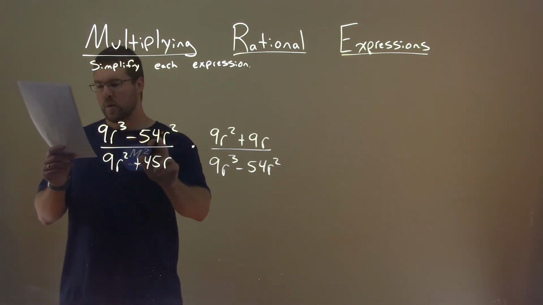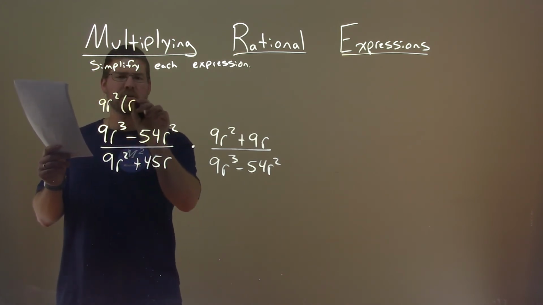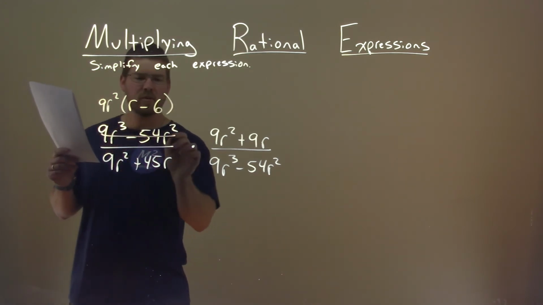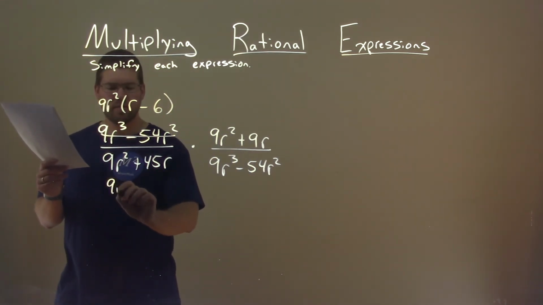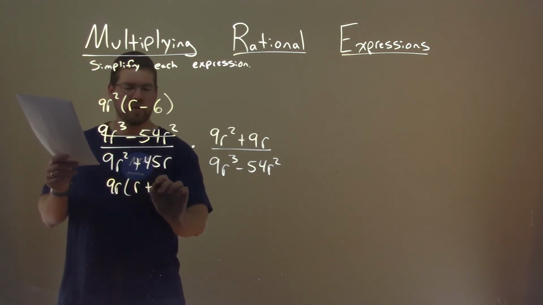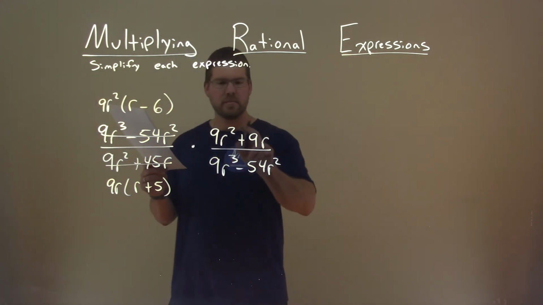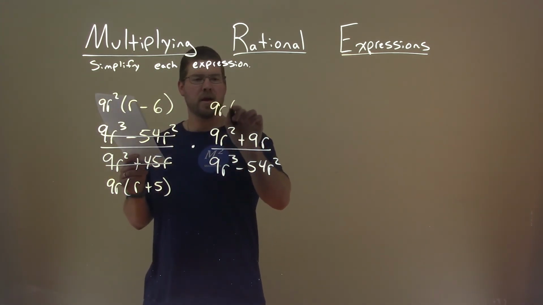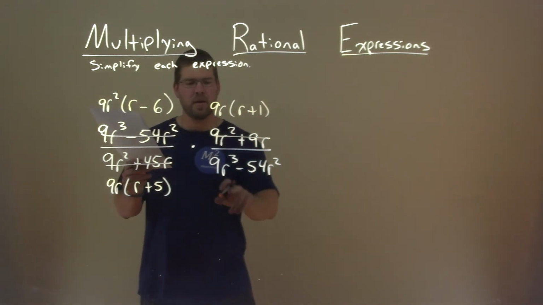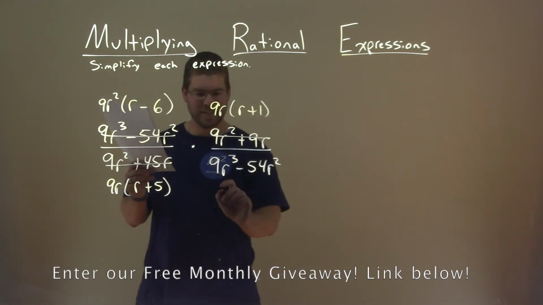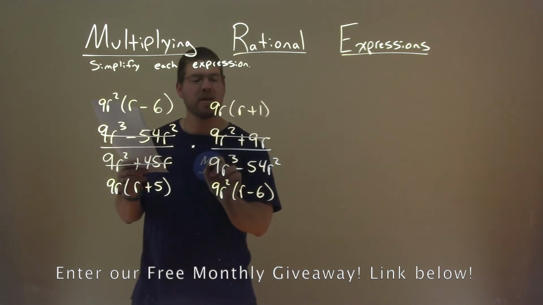A 9r squared is in both parts right here. So if I pull out a 9r squared, what am I left with? Well, just r minus 6. So let's go replace that. Same thing down here. 9r is in both parts. Pull out a 9r, and we're left with an r plus 5 here. Replace that. Again, we see a 9r is in both parts, so pull out a 9r, and we have an r plus 1. Replace that. 9r squared is in both parts here, so we pull out a 9r squared, then we're left with an r minus 6 left over. And so we replace it.